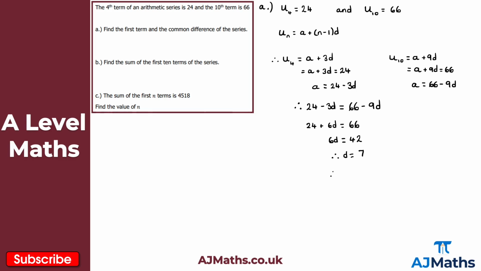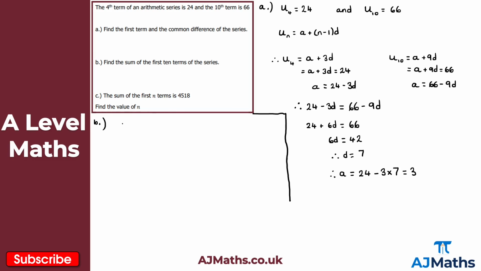So in that case then, a is equal to 24 minus 3 times 7. 3 times 7 is 21, so 24 minus 21 gives us 3 there. Okay, so the first term in this series is 3, and the common difference is 7. So that's part A done. So for part B then, we should have enough room over here. Let me just split this off a little bit here. Like so. So for part B then, we're looking for the sum of the first 10 terms of the series.